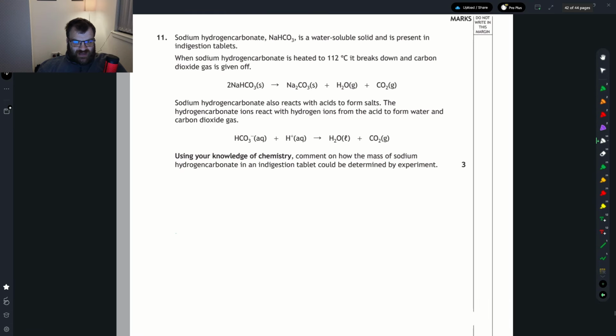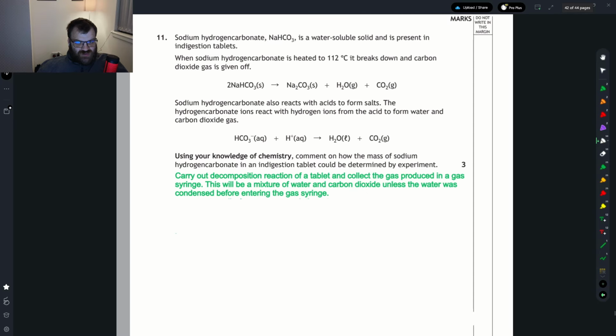In this question, we're asked about indigestion tablets and how we can determine the mass of one of the ingredients of that indigestion tablet. One of the things that we could do is decompose the chemical, so we can heat it up, and then collect the gas that is given off in a gas syringe. Based off of the equation, that would be a mixture of water and carbon dioxide. If we can cool down the water before it can get into the gas syringe, we could make sure that we're only picking up the carbon dioxide.